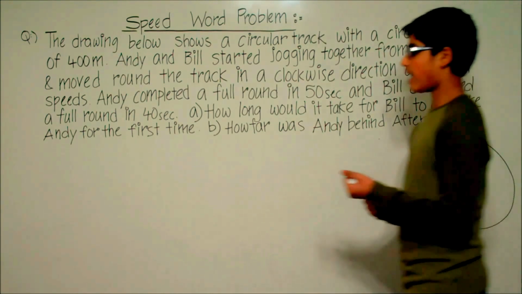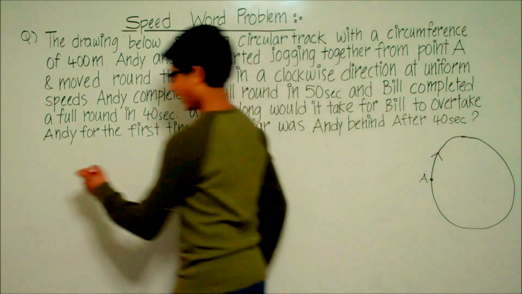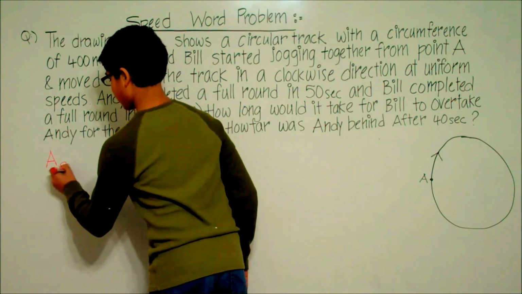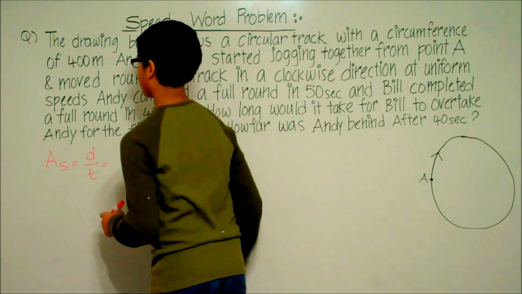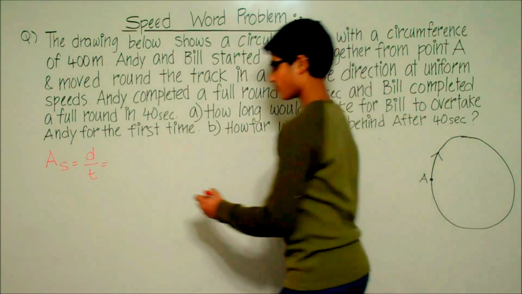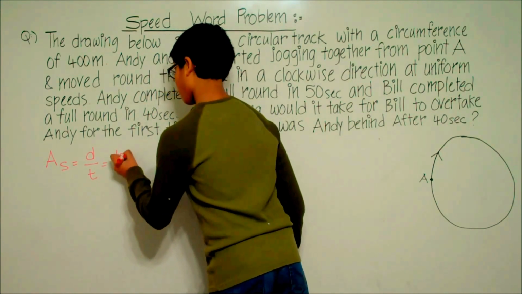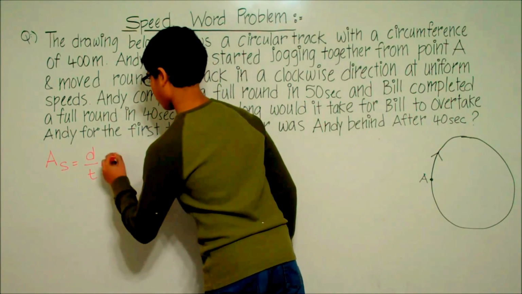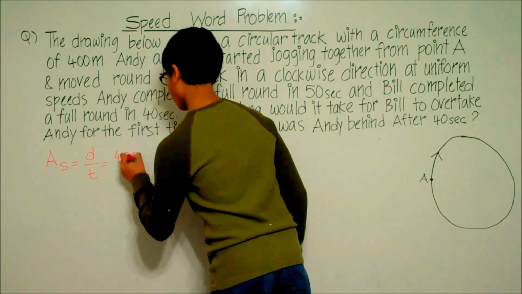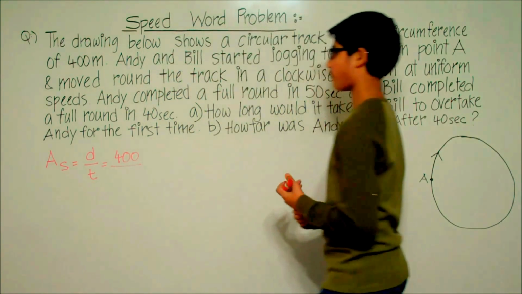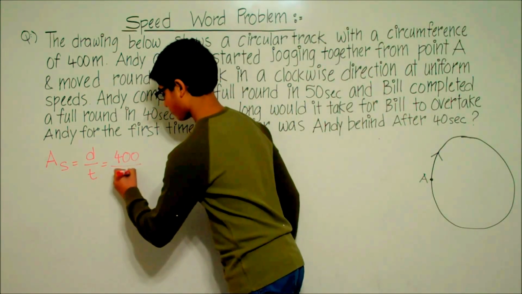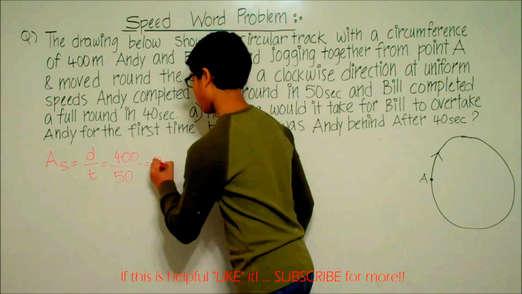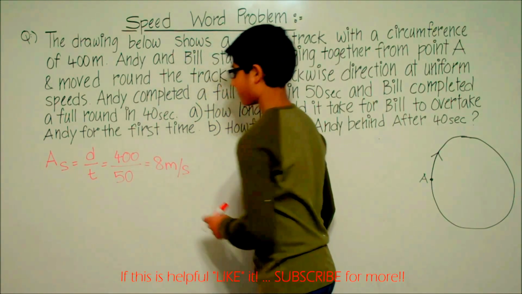Now, let's first find the speeds of both Andy and Bill. So Andy's speed, as we know, is distance over time, where the distance is 400 meters and the time it takes for him to complete 400 meters is 50 seconds. So this is equal to 8 meters per second.